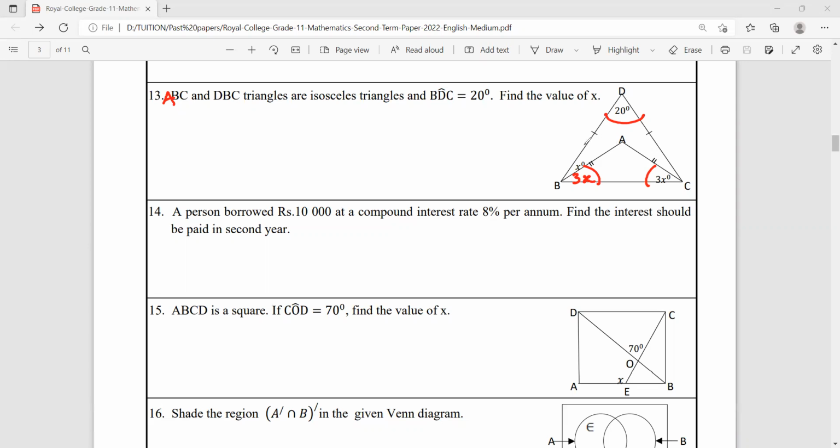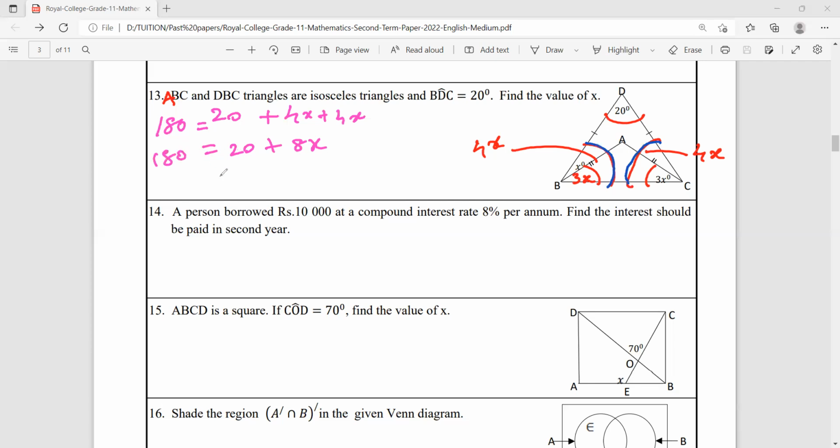So you can say this angle is actually now going to be 4x, and this has also to be 4x because BDC is an isosceles triangle. Therefore these two angles should be equal, like this. And then you know that the sum of the three interior angles of any triangle is equal to 180. So 180 is equal to 20 plus 4x plus 4x, which is equal to 20 plus 8x.